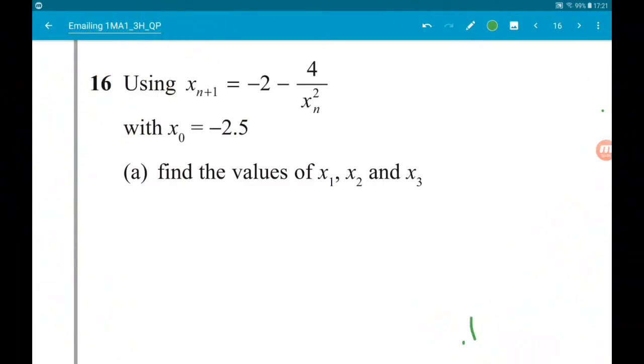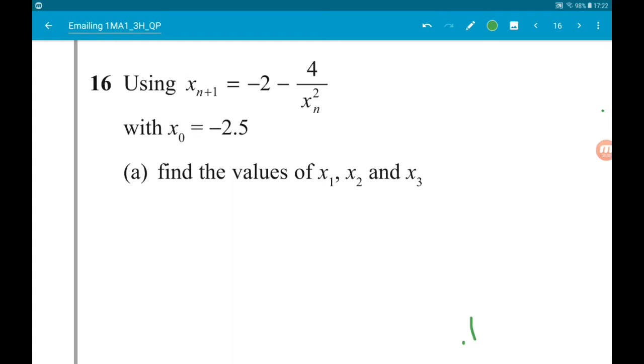Okay, number 16, iteration. Literally the easiest marks to pick up, as long as you know how to use your calculator. So, for the full experience, check out my video down below. So, using xn add 1 is minus 2 minus 4 over xn squared, with x naught as minus 2.5. Part A, find the values of x1, x2 and x3.